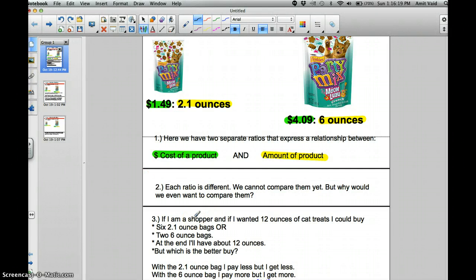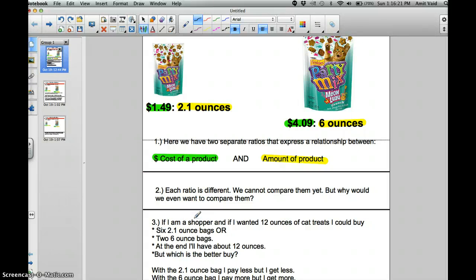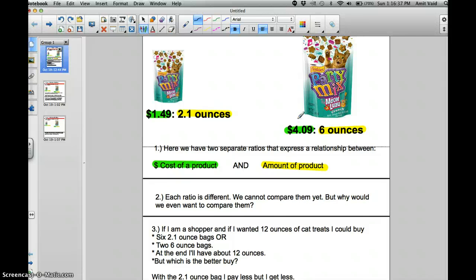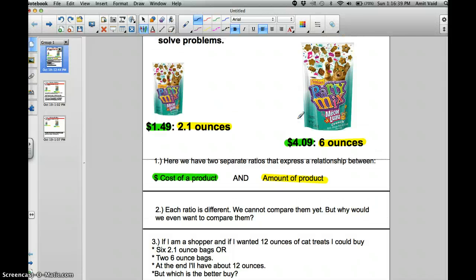If I'm a shopper, and if I wanted 12 ounces of cat treats, I could buy 6 of these 2.1 ounce bags, okay? Or I could buy 2 of the 6 ounce bags. And I want you to just, without doing too much mental calculation, just think. If you were shopping and you needed 12 ounces of cat treats, would you buy 6 of these bags, or would you buy 2 of these bags? Which one would make more sense? Which one would save you more money?